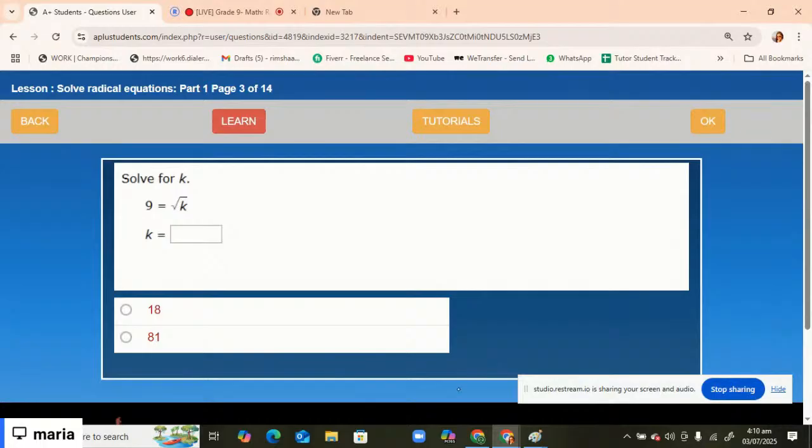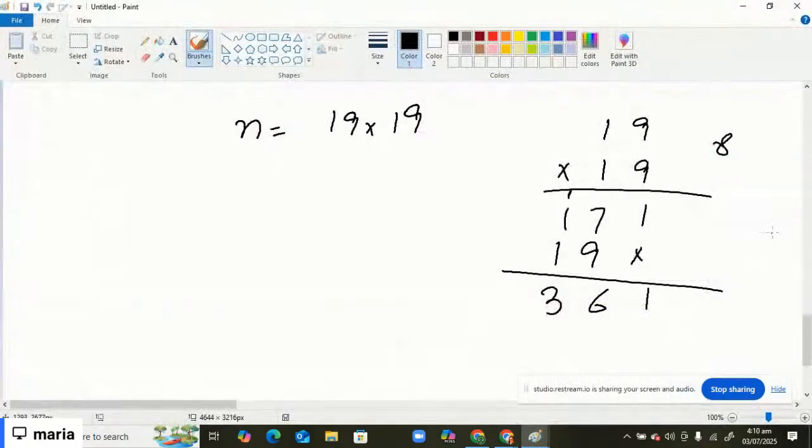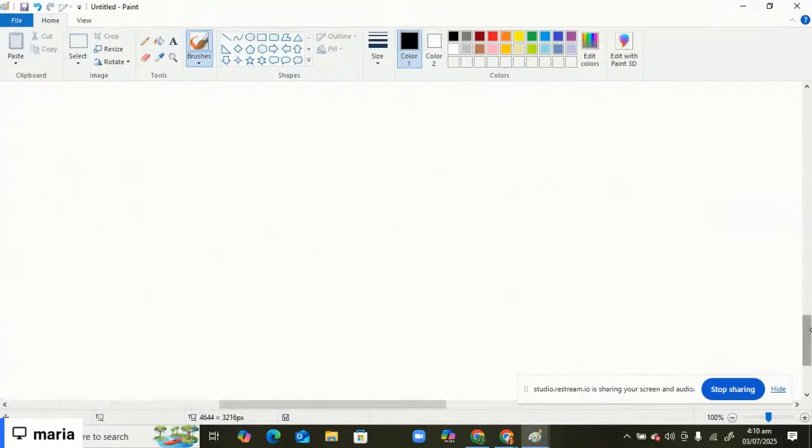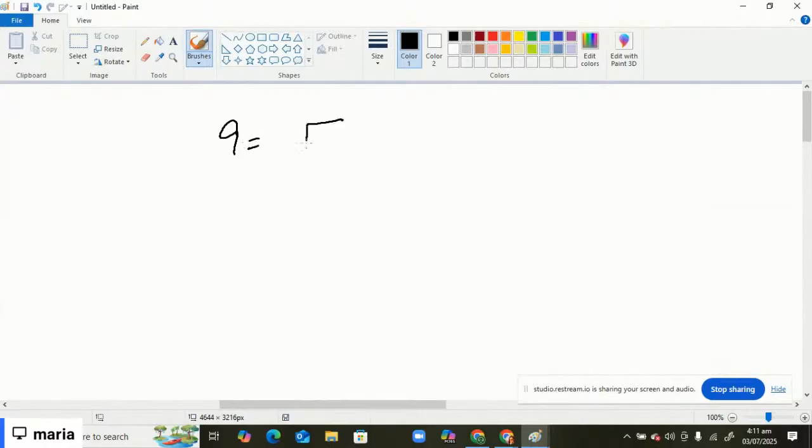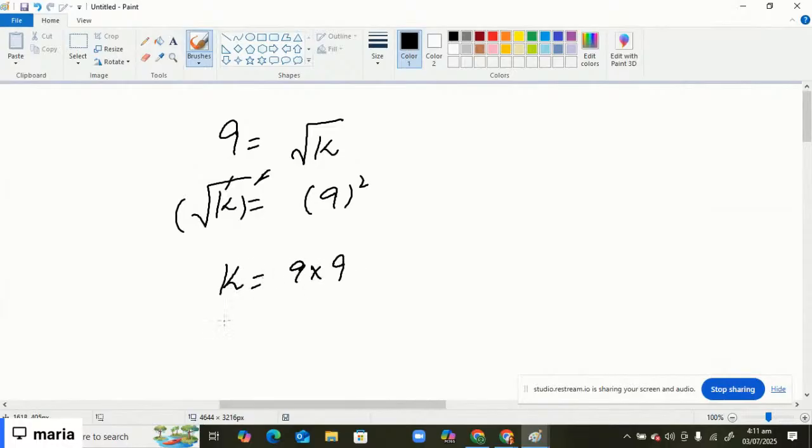So 9 is equals to square root k. So square root k is equals to 9. Taking square on both sides, this should be cancelled. So k is equals to 9 times 9, and 9 times 9 is 81.